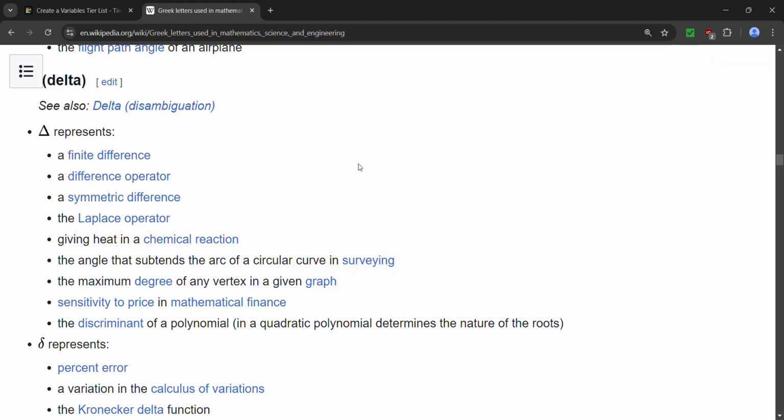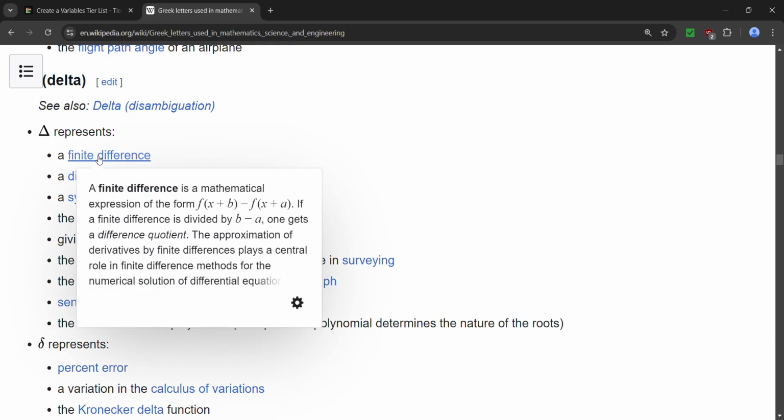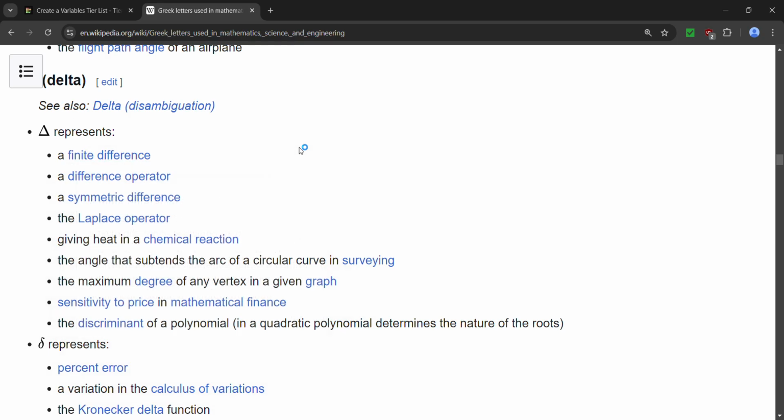Delta. So right off the bat, the difference is pretty big, right?